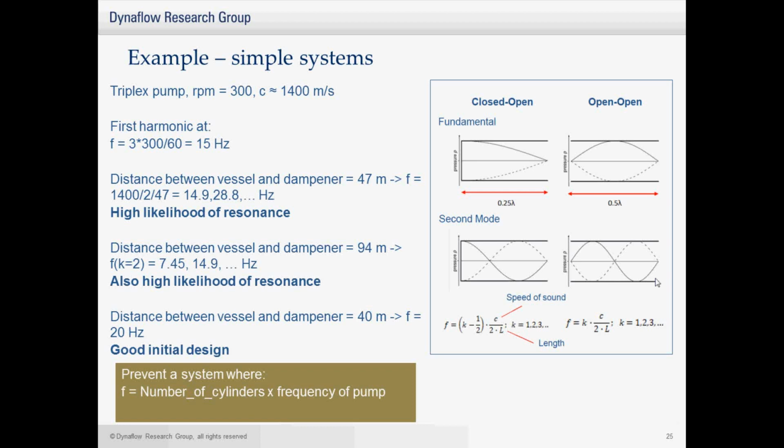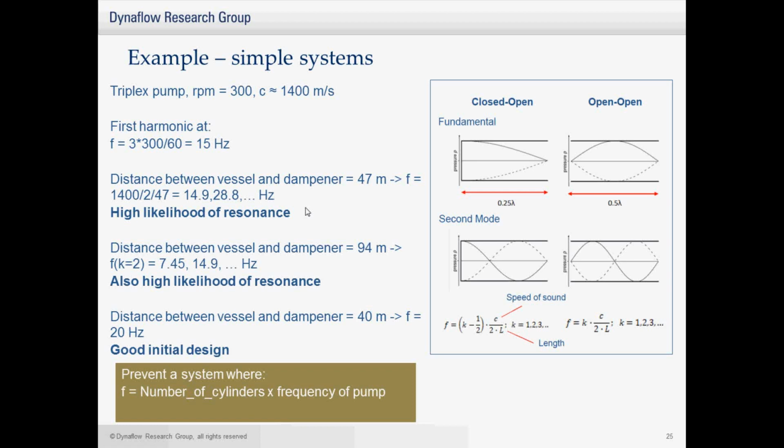So if you go to the right, you go to an open system. The length of such a system is half lambda, and we can use this equation at the bottom to calculate our natural frequencies for such a system. If we fill out those numbers, we get natural frequencies of 14.9, 28.8, and so on. Immediately you can see that the 14.9 Hz is almost equal to the 15 Hz, and you have a high likelihood of resonance to occur in your system.